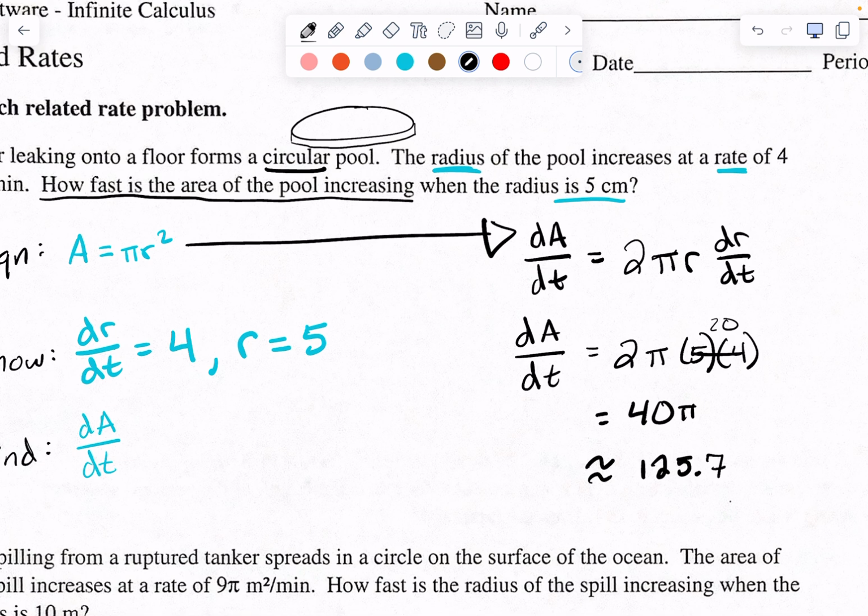125.7 what per what? Square centimeters per minute. If this was volume, it would be cubic centimeters per minute, right? Or whatever, right? Okay, good?